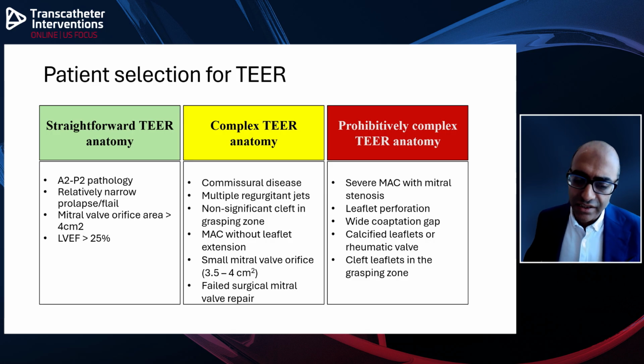And I have to say, these are the patients that we frequently see in our practice. And then the prohibitively complex TEER anatomy includes severe MAC with mitral stenosis, leaflet perforation, wide coaptation gap, calcified leaflets or rheumatic valve, or cleft leaflets in the grasping zone.